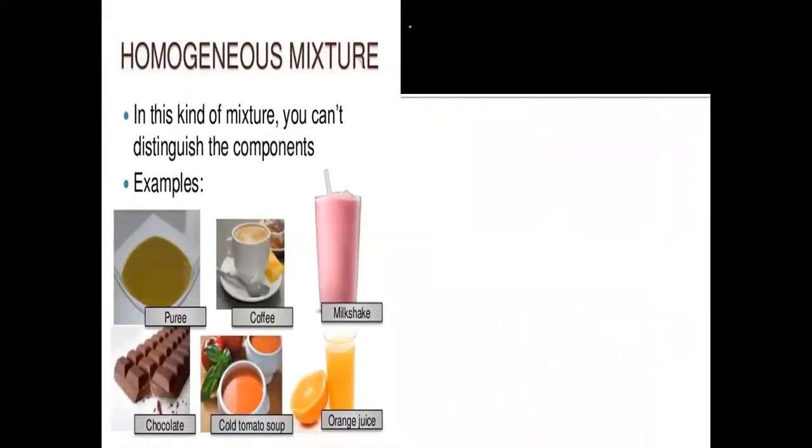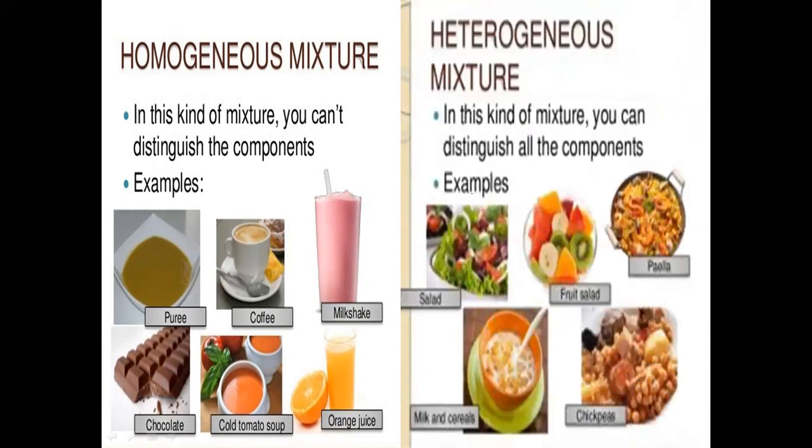Okay, here we can see some other examples of homogeneous mixture. In a homogeneous mixture you cannot distinguish the components, but in a heterogeneous mixture we can distinguish all the components. You can see the examples of fruit salad, pasta, milk and cereal, and chickpea salad as well. And here there is puree or smoothie, and coffee, milkshake, where we cannot even see or distinguish the different components of these substances. This is orange juice, cold tomato soup, and chocolate as well. These are all homogeneous mixtures.